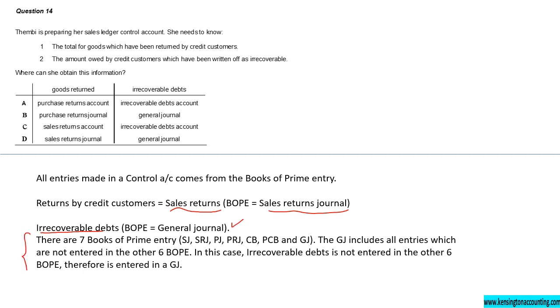You have some additional notes here, and the important thing is to note the general journal includes all entries which are not entered in the other 6 books of prime entry. Obviously, irrecoverable debts is not entered in the other 6 books of prime entry. Therefore, the book of prime entry for this item is general journal. Therefore, the answer is D.